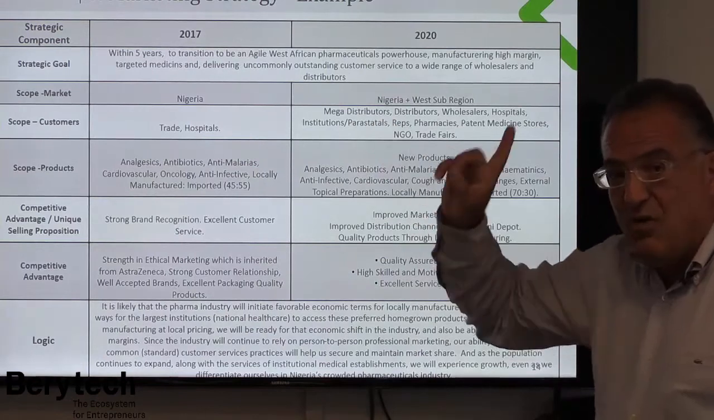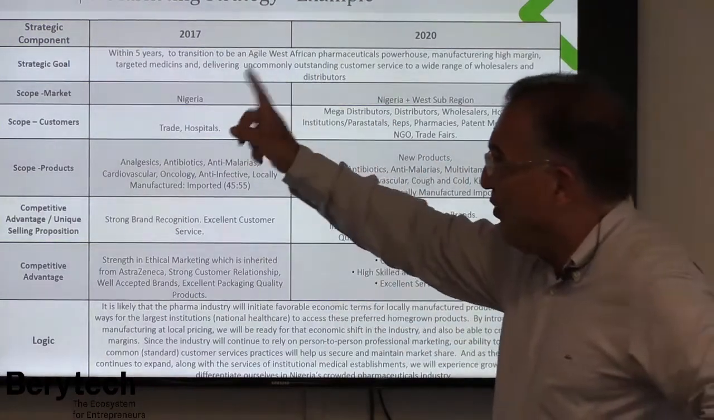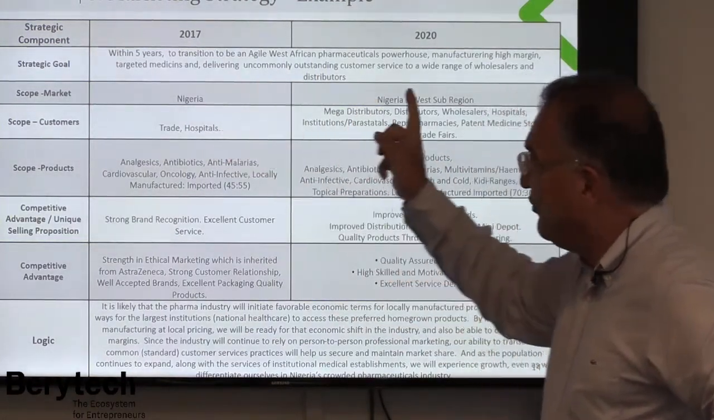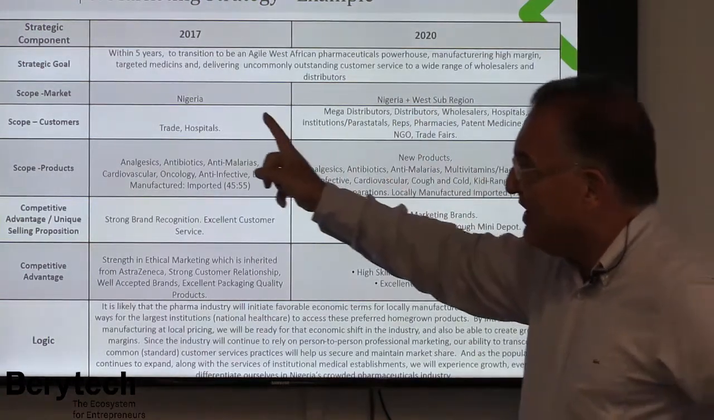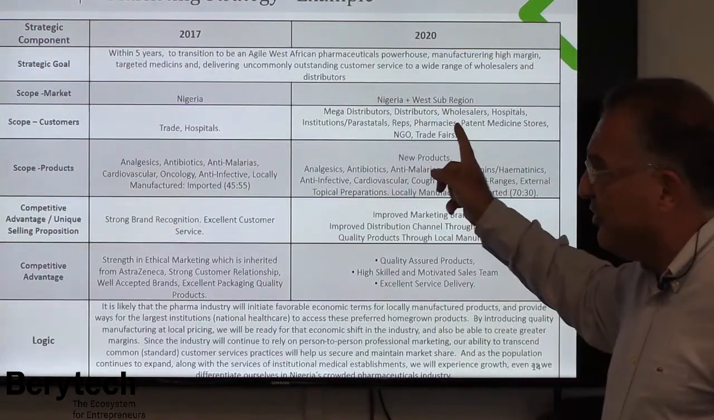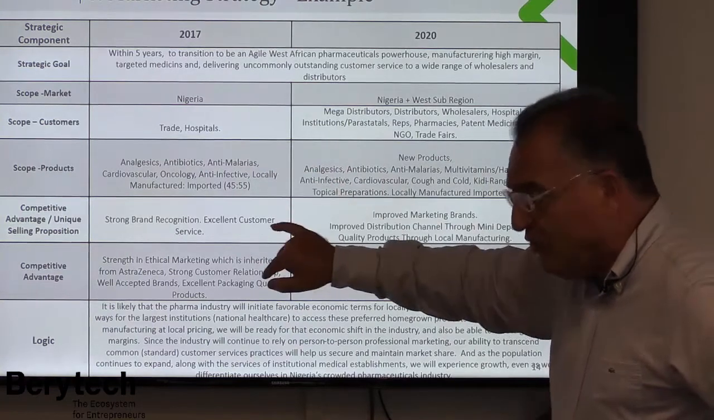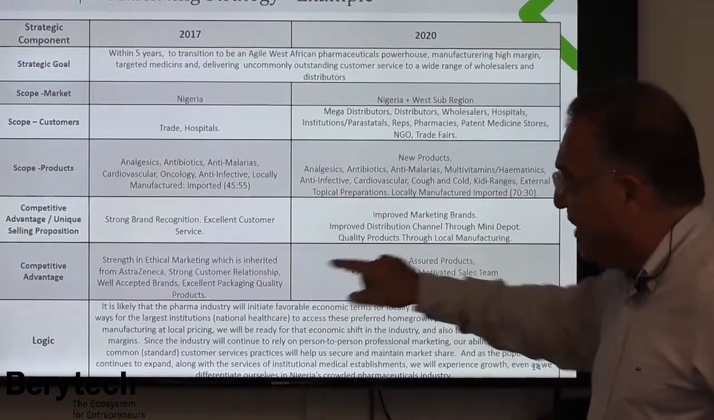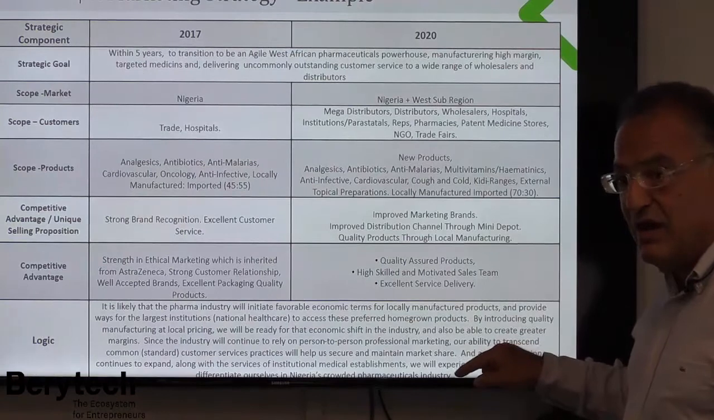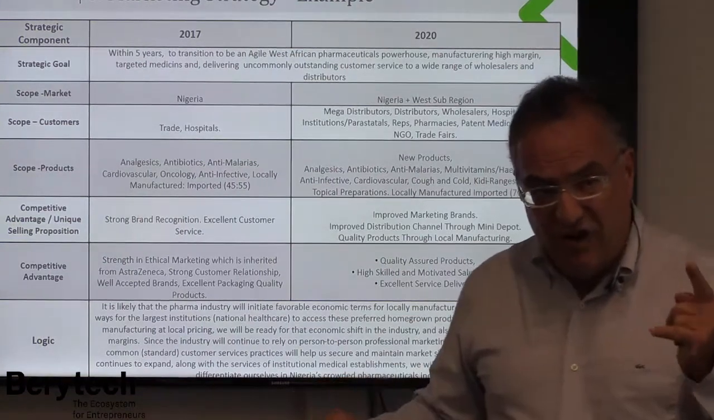But this is a way, in one slide, I need to know where are you today? Where do you want to be in terms of country or coverage? What is your customer? What will be your customer in the future? What are the products? What is your competitive advantage today? And what is going to be the logic for you to win? If you could put this on one page, this will be good.